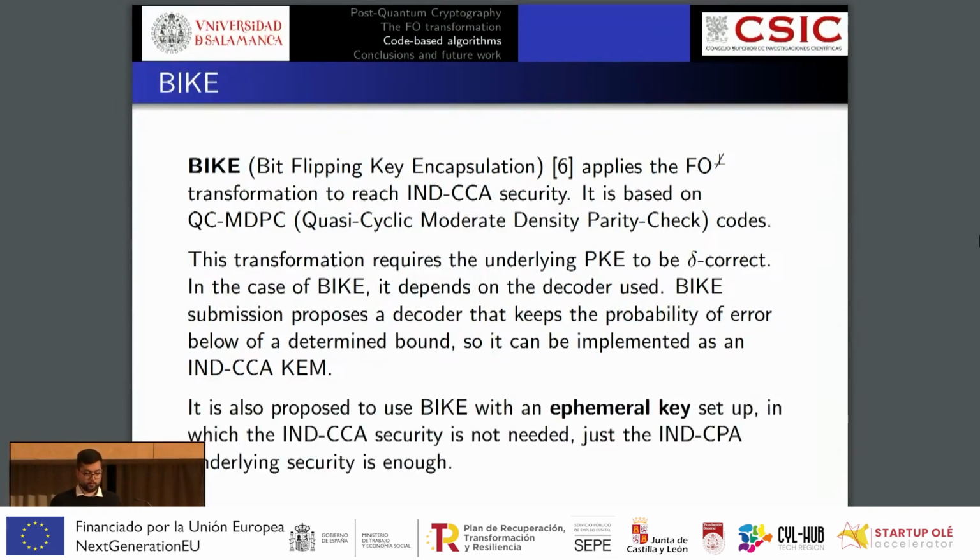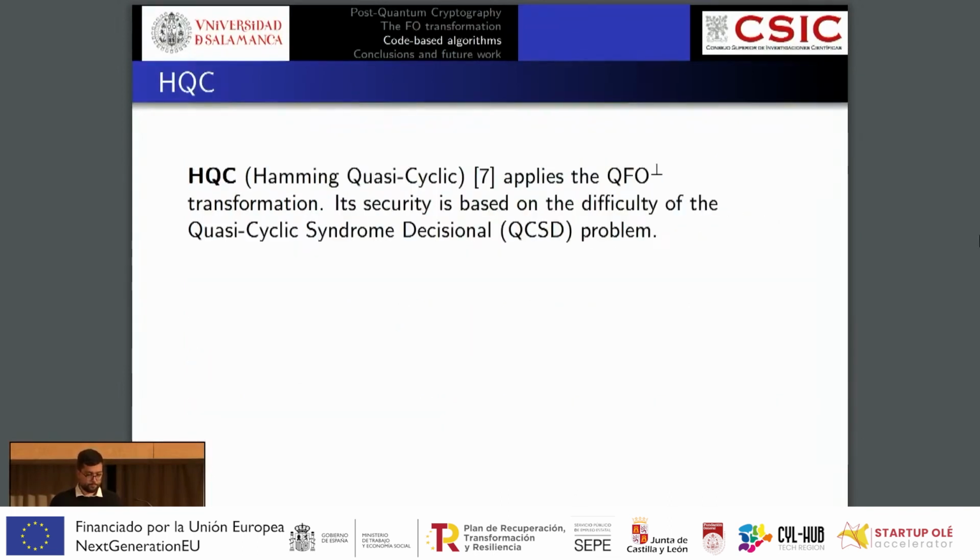So the developers propose another setup with what are called ephemeral keys. This means that for each key exchange, for each shared secret, we generate a new key pair of public key and secret key. And this might be interesting even for other things.